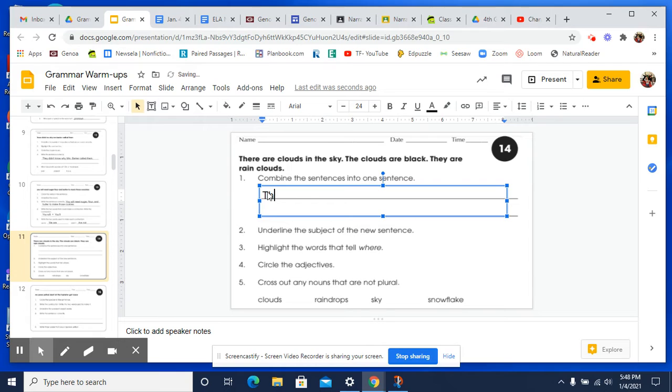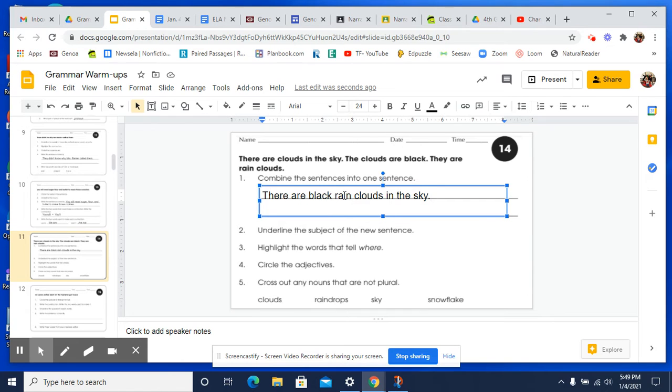But when you're using adjectives, if you put the adjectives before the noun, you don't have to keep saying there are black clouds and there are rain clouds. Okay, just put it before the noun that it is describing, and then we can put there are black rain clouds in the sky. See how much simpler that is? Just combine them all together.